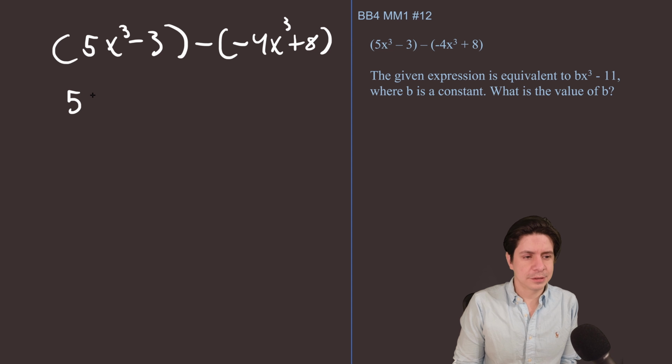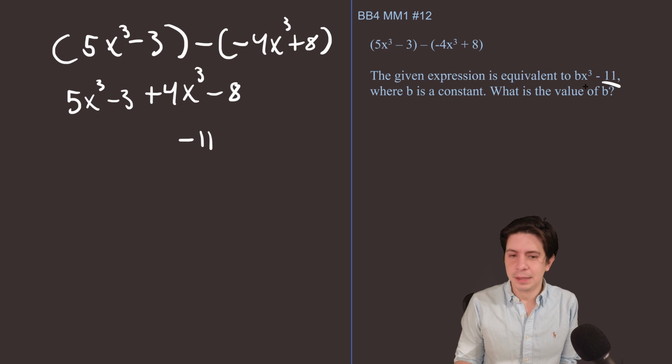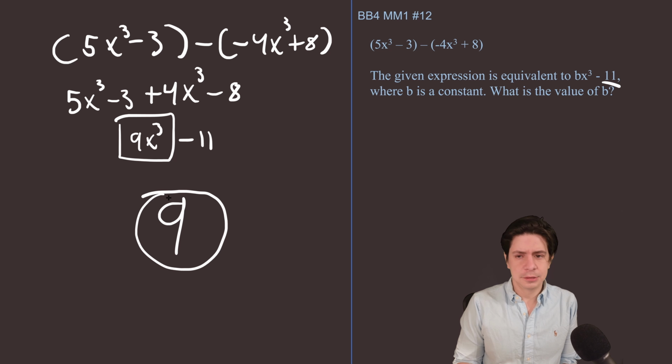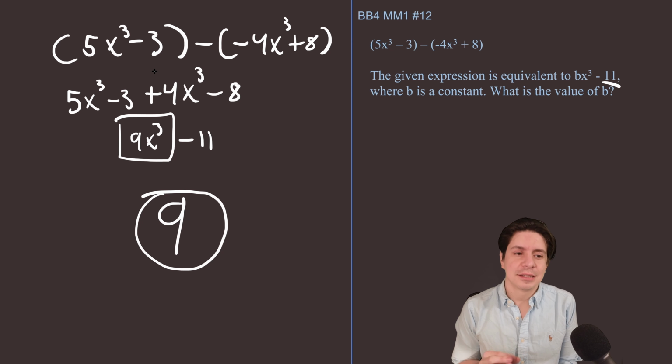So you have 5x cubed minus 3. Now minus negative 4x cubed is going to become plus 4x cubed. A lot of people will forget that. And then minus plus 8, so it's going to become minus 8. People forget that. The negative 3 minus 8 gives us that negative 11 that they already told us about. And then 5x cubed plus 4x cubed is 9x cubed. So this is all about combining like terms and just being careful with that negative, being clean, being organized. So much of the SAT is about organization and focus, not so much about being some math whiz.